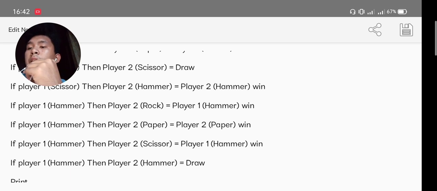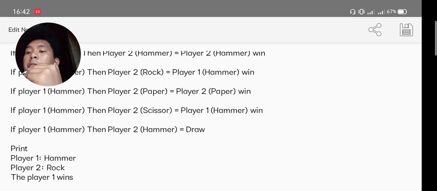If player 1 is hammer and player 2 is scissor, player 1 hammer will win. If player 1 is hammer and player 2 is hammer, it is considered a draw.